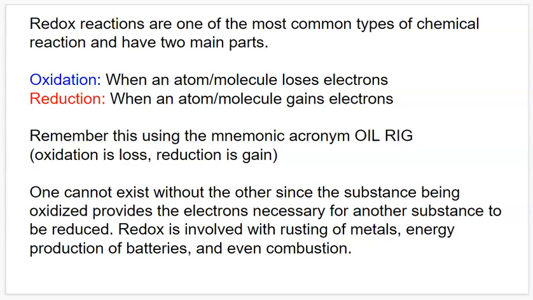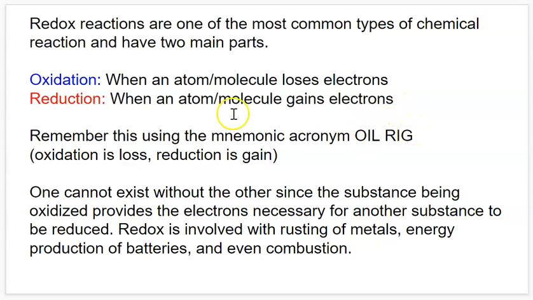There's the process of oxidation, which is when an atom or molecule loses electrons, and there's the process of reduction when an atom or molecule gains electrons. And there's a mnemonic device that a lot of people use, OIL RIG, to help remember which one is which. This is an acronym that stands for oxidation is loss, reduction is gain.